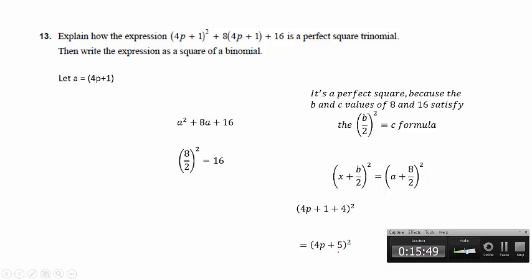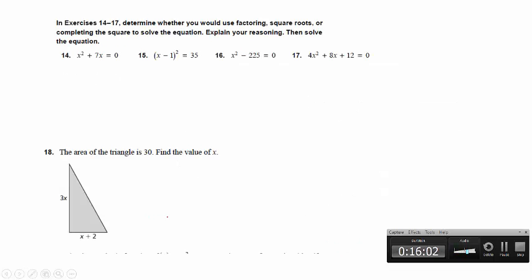Do a little condensing, and I get 4p plus 5 quantity squared. So in my next video, I'll go ahead and take you through these next couple problems.